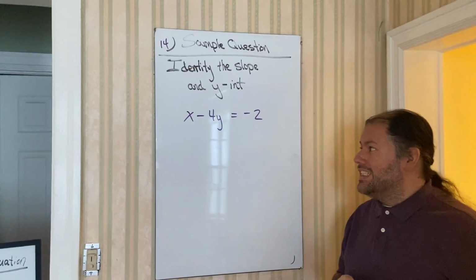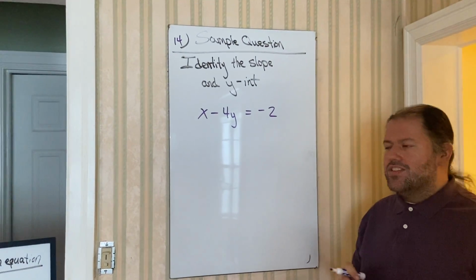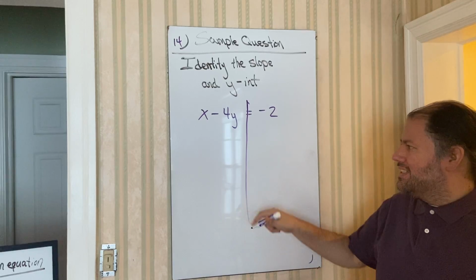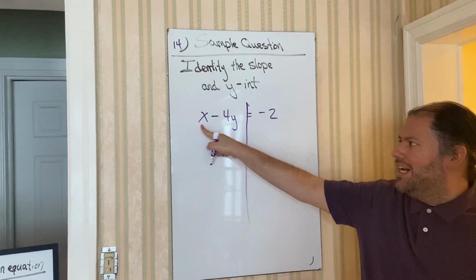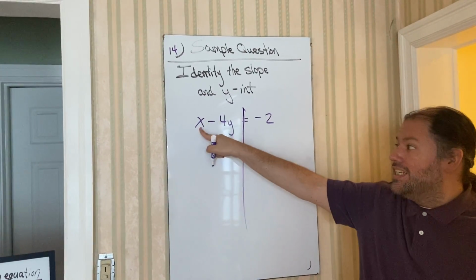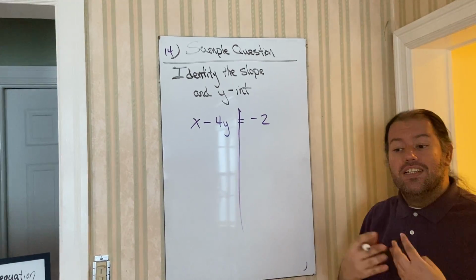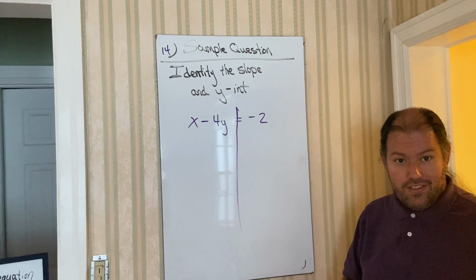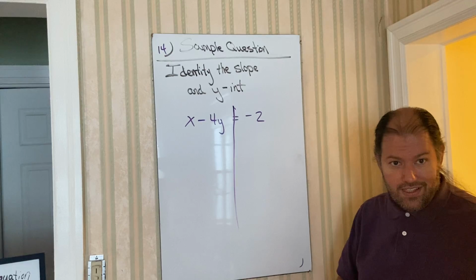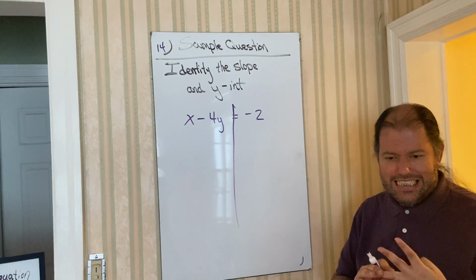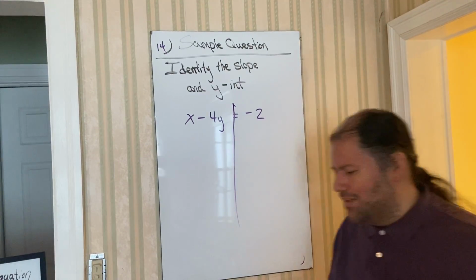Sample question number 14, same ordeal. So we want to make sure that y is by itself. Notice y is not by itself. It has a coefficient, it has something that's subtracted with it. So we cannot grab the coefficient of x and we cannot grab the constant yet. So we gotta get y by itself.